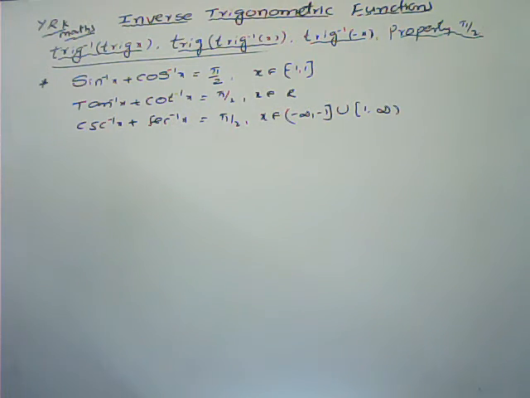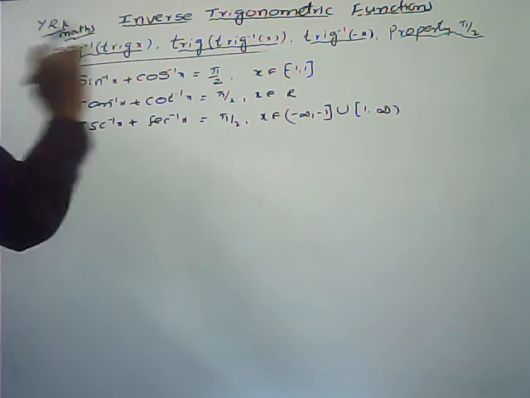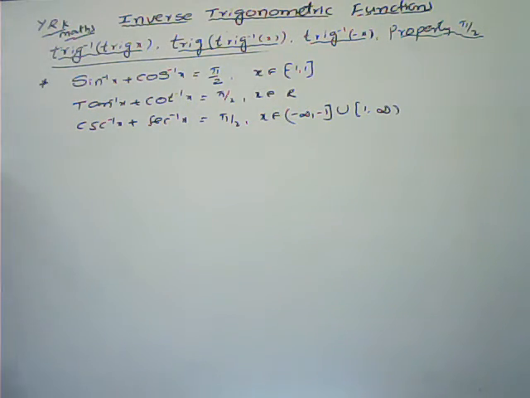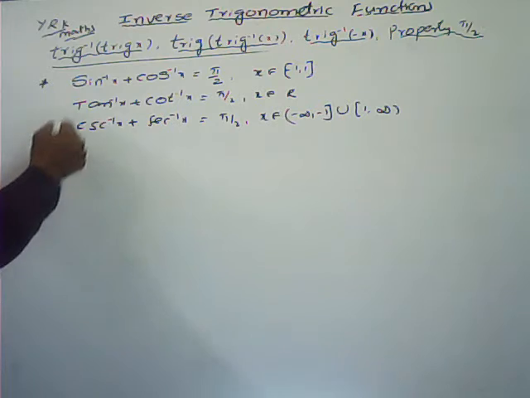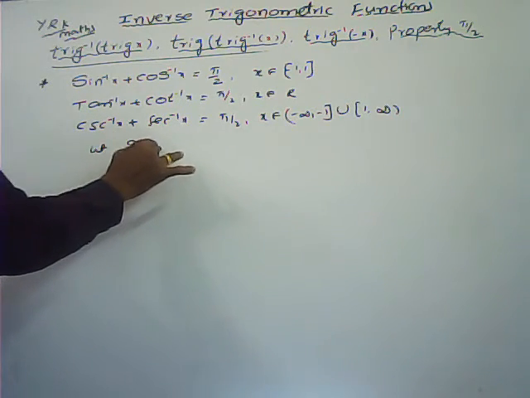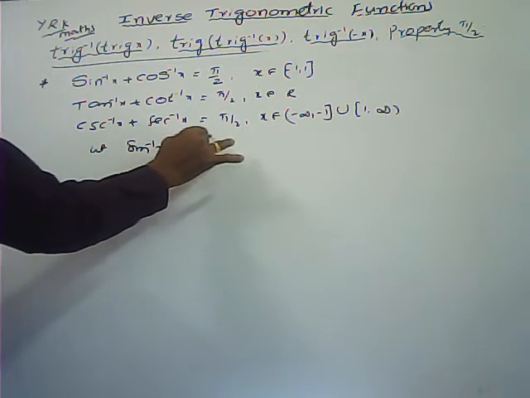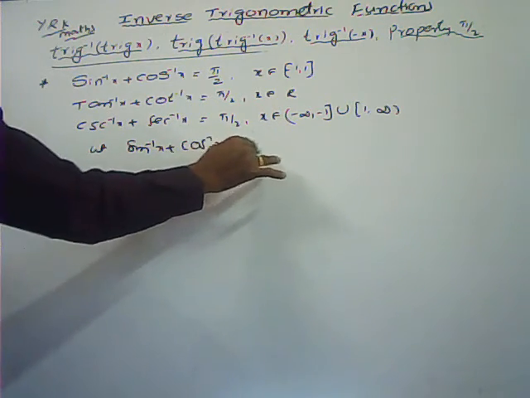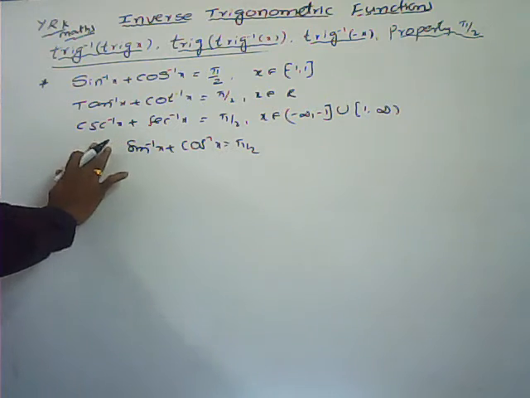Cosecant inverse x plus secant inverse x equals pi by 2, and here also the domain of these two functions is the same: minus infinity to minus 1, union 1 to infinity. Here also we can prove one, the remaining are all of similar type. For example, the first one I am taking: let sin inverse x plus cos inverse x equal pi by 2. That one I have to prove.